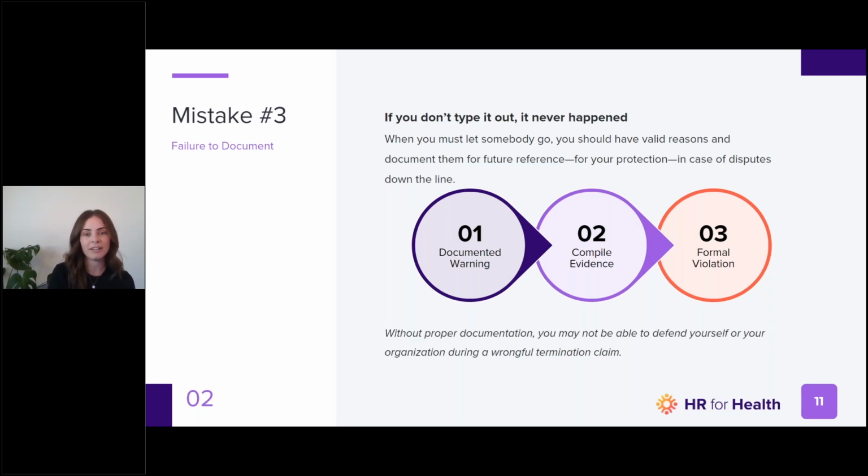So this is a big one. Like I mentioned earlier, you want to make sure that you can prove why you terminated someone. So it can't just be verbal conversations. You want to make sure that you have electronic documentation.